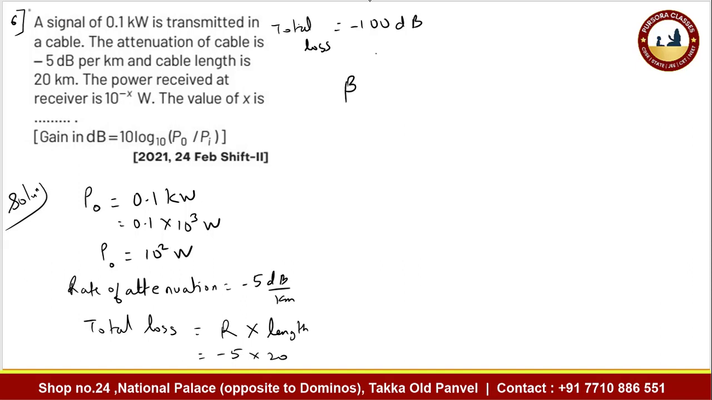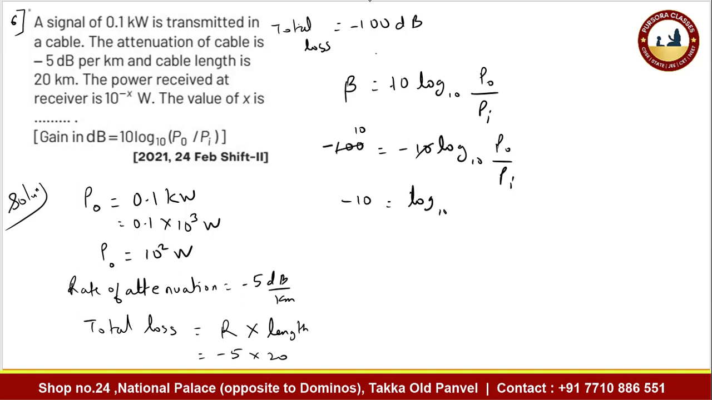Now we know the formula for gain. Gain is output power upon input power, but that is in decibels. So if you remove the decibels, then that will be 10 log 10 output power upon input power. But here we are not gaining, we are losing. So the gain will be minus 100. So minus 100 is minus 10 log to the base 10 output power upon input power. So if we take the anti-log, that will be 10 to the power minus 10.